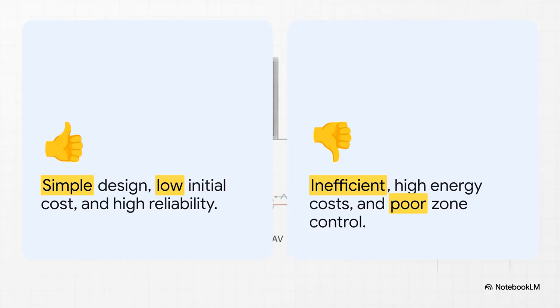So, why would anyone use this thing? Well, on the plus side, it's dead simple. It's cheap to put in, and it's pretty reliable. But, and this is a huge but, the downsides are massive for most buildings today. That fan running full tilt all the time just burns through energy. And it's awful at zone control, which means some people are freezing while others are sweating.